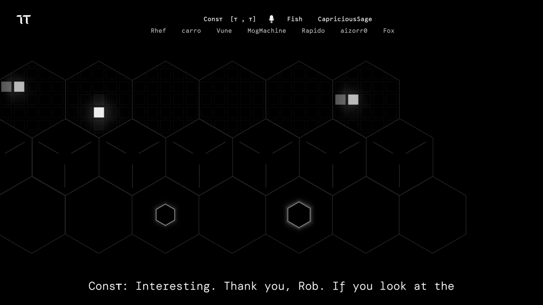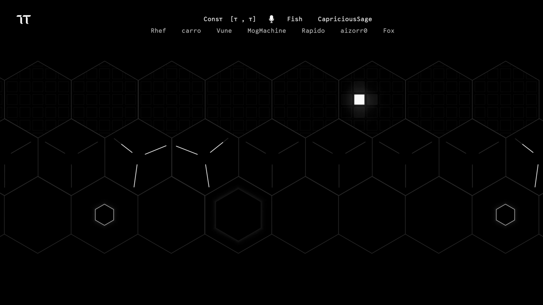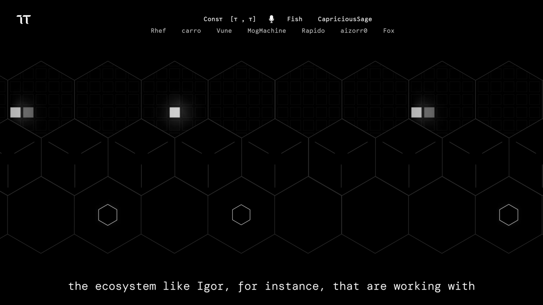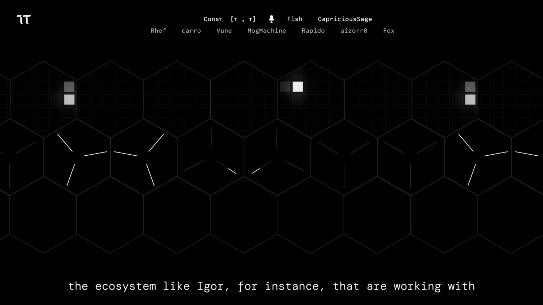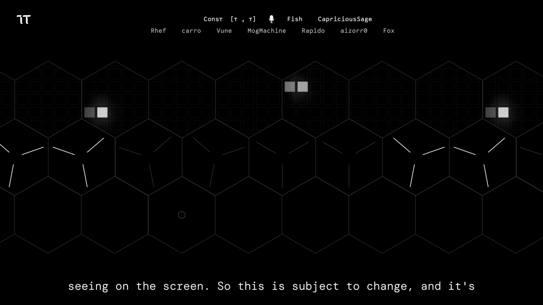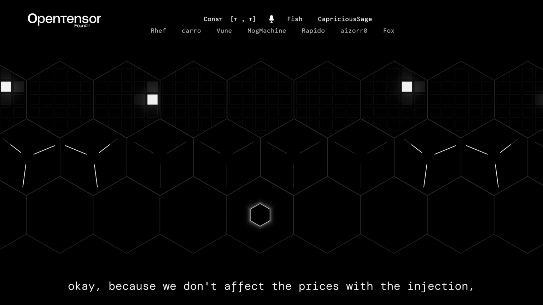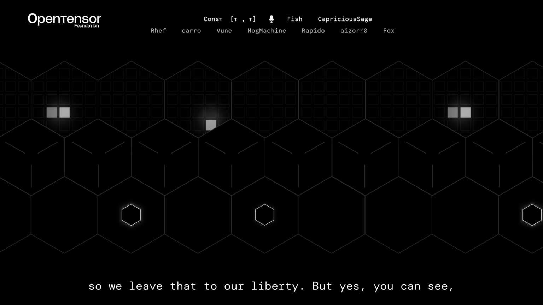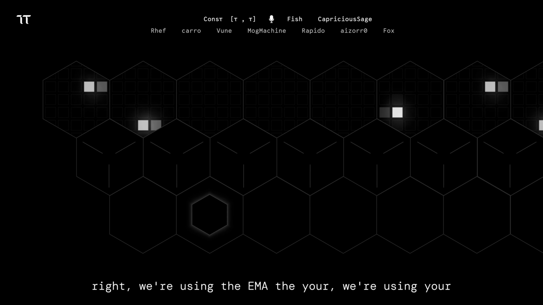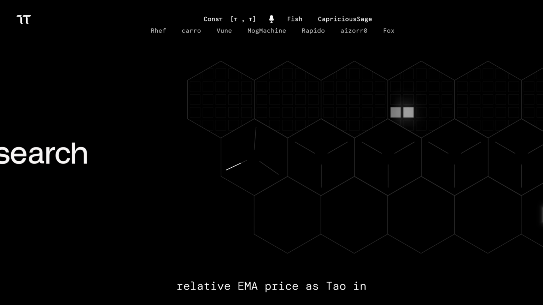Interesting. Yeah. Thank you, Rob. If you look at the screen, you can see the suggested tau emission design. Asterisks here, right? There are some amazing designers in the ecosystem like Igor, for instance, that are working with me to design better and better versions of what you're seeing on the screen. So this is subject to change, and it's okay because we don't affect the prices with the injection. So we leave that to our liberty. But as you can see, we're using the EMA, we're using your relative EMA price as tauin.